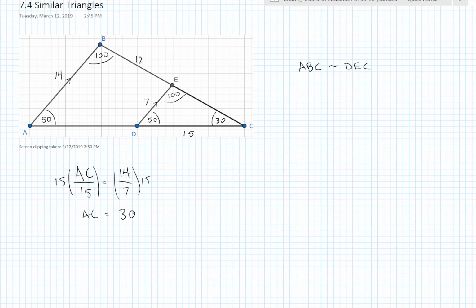So remember, AC is not actually what we were looking for. We were looking for AD. So what is AD? AD is AC minus DC, and AC has a length of 30 and DC has a length of 15.